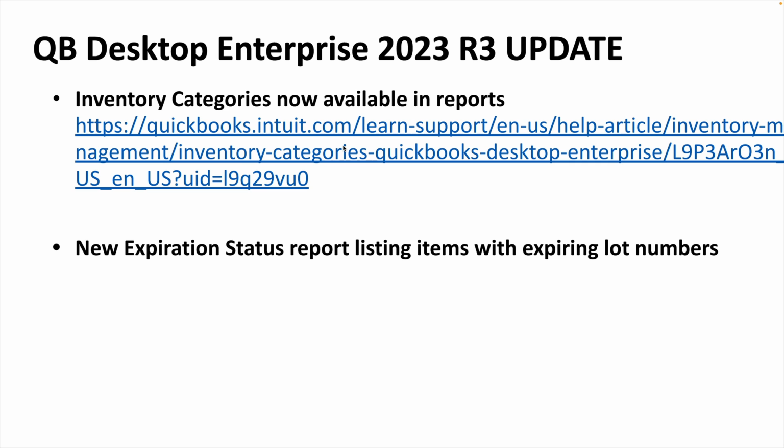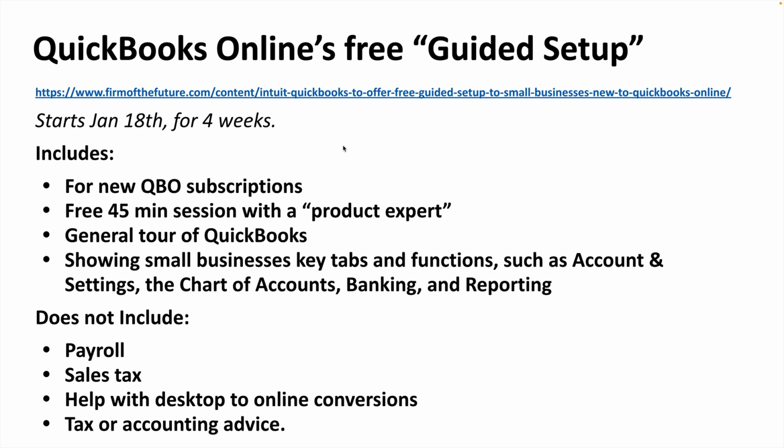The first thing is for QuickBooks Desktop Enterprise users, and I know that has nothing to do with QuickBooks Online, but it's worth pointing out that two of the features were fixed in R3. In QuickBooks Enterprise 2023, inventory categories were not supporting reports, and expiration dates were also not supporting reports. In the R3 update that came out around October or November of 2022, you will now get report support and filter support for inventory categories, and you get an expiration status report for expiring lot numbers. So that's it with QuickBooks Desktop. That's the most I will talk about that.